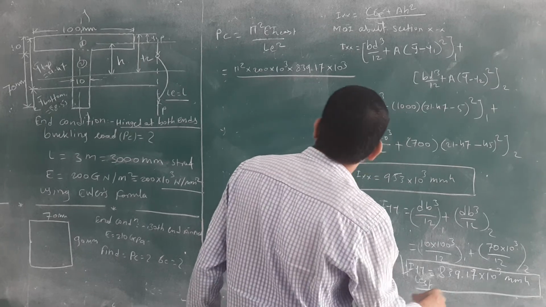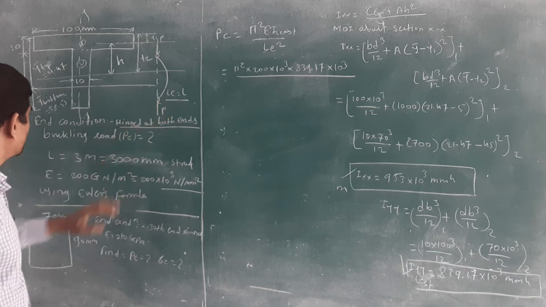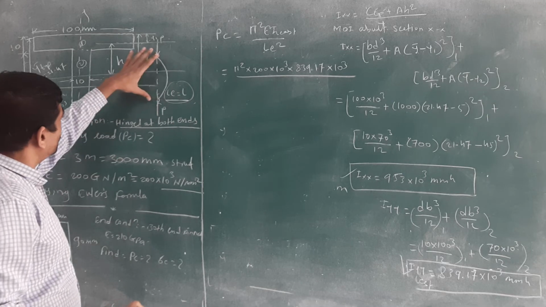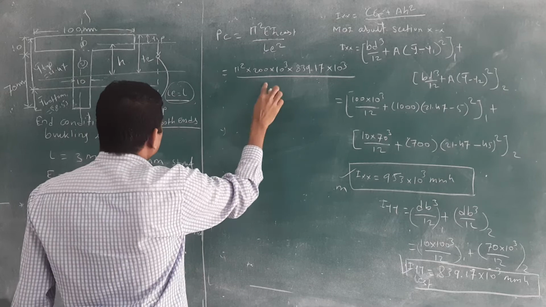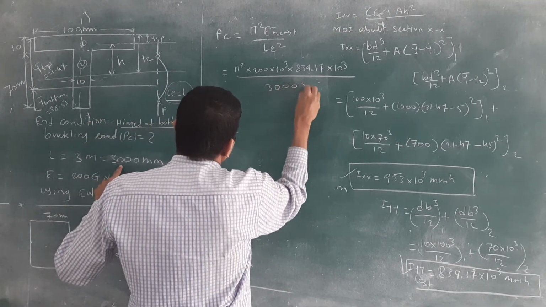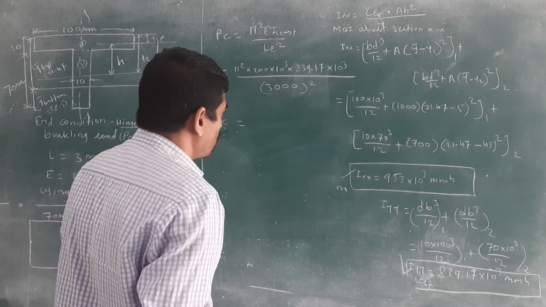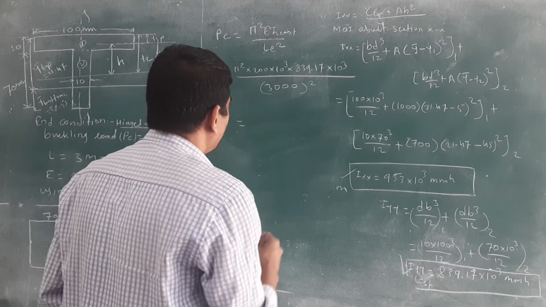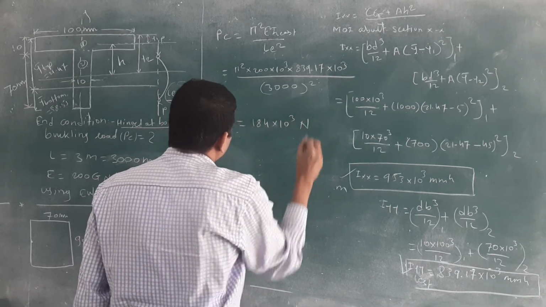Then the next value is L square. Here the condition is that effective length is equal to L, because both ends are hinged or pinned. That's why you will get 3 meters, which means 3000 mm square. Then if you do this calculation, you will get the value 184 into 10 raised to 3 Newton.